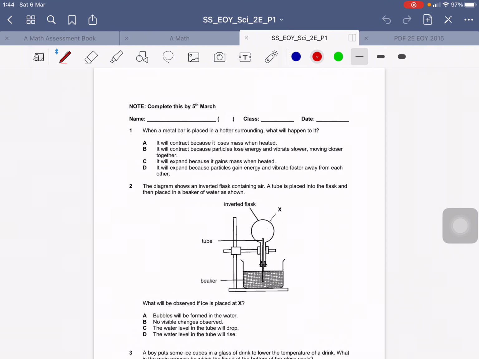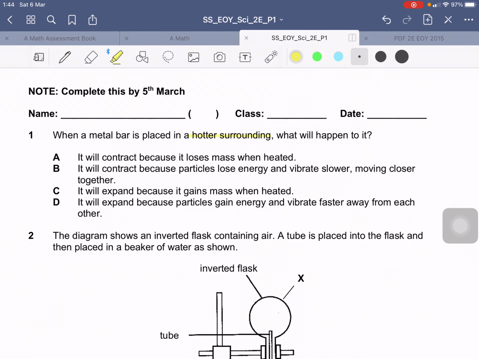Okay, hi children. Now we are doing this second set of the practice paper. So question number 1, when a metal bar is placed in a hotter surrounding, what will happen to it? So we know that the metal bar is now in a hotter surrounding, and we know that when an object gets heated, it will expand.